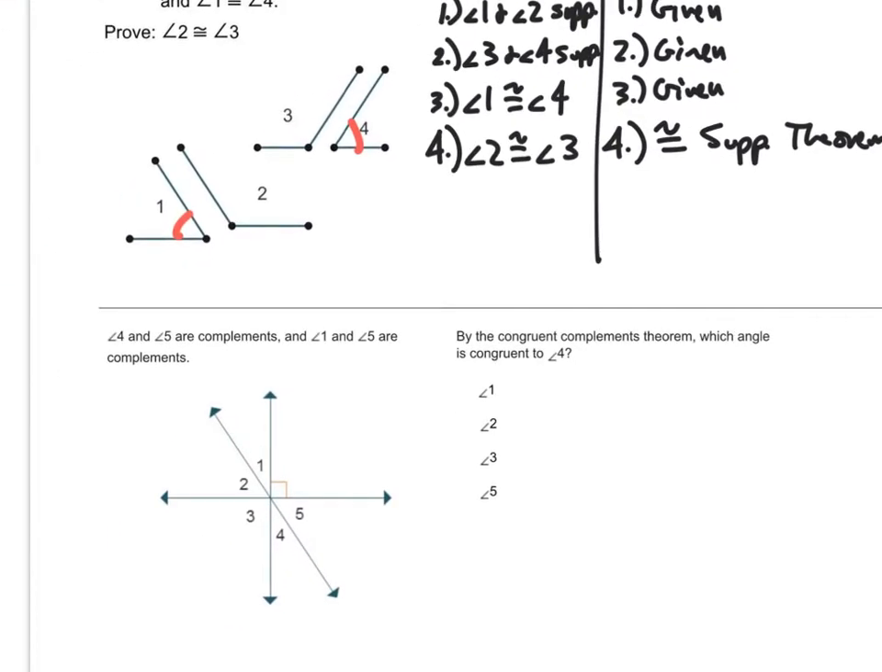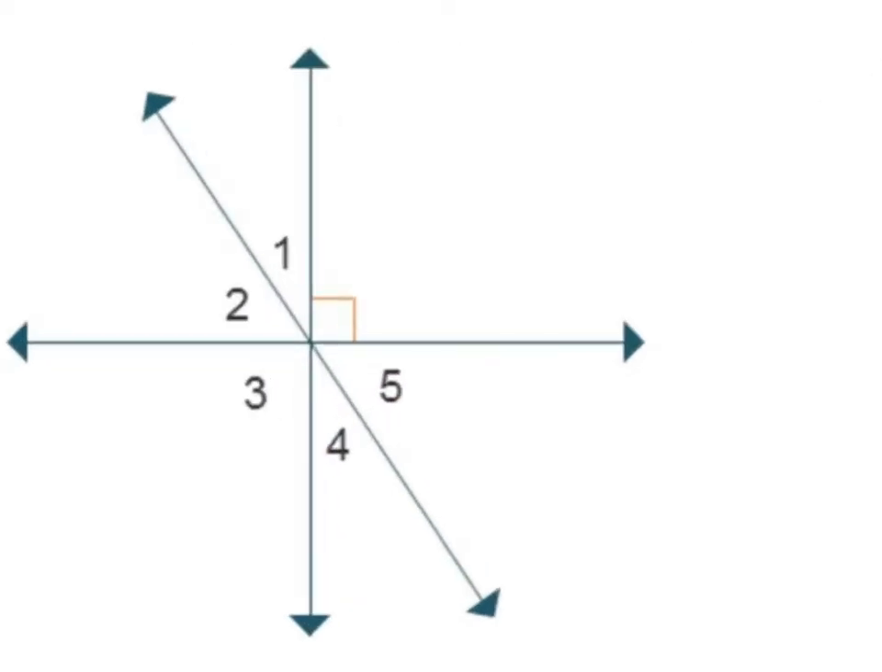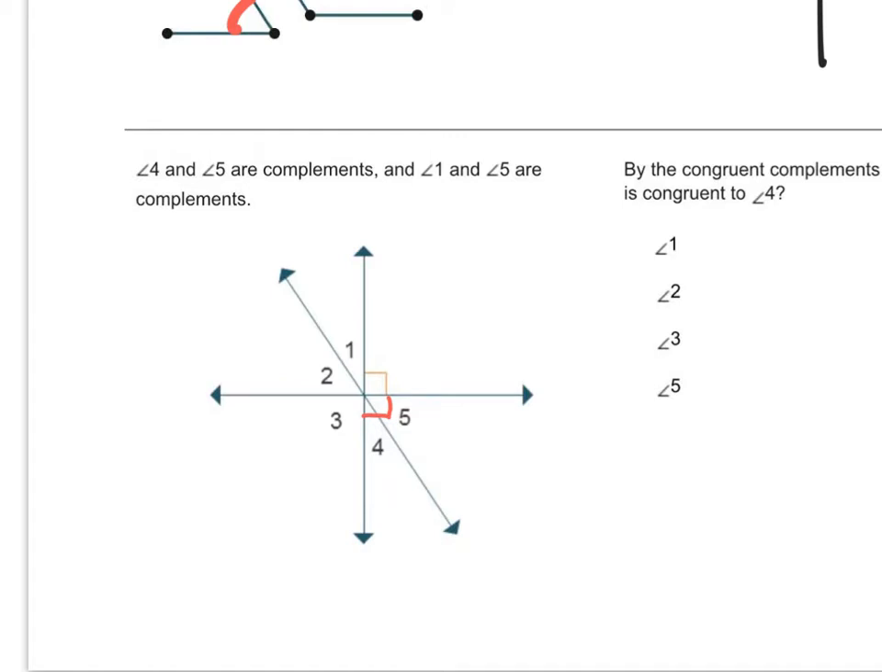Let's take a look at the next one. It says angle 4 and angle 5 are complements, so that means these two angles add up to 90 degrees. I'm going to come in here, because I know they're complementary, I know this angle here is 90 degrees. And I know that angle 1 and angle 5 are complements. So if angle 1 and angle 5 are complements, angle 1 plus angle 5 is going to give me 90 degrees.